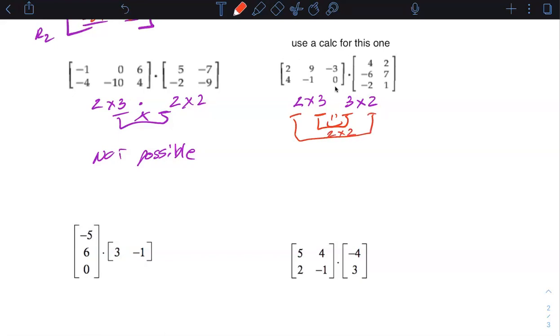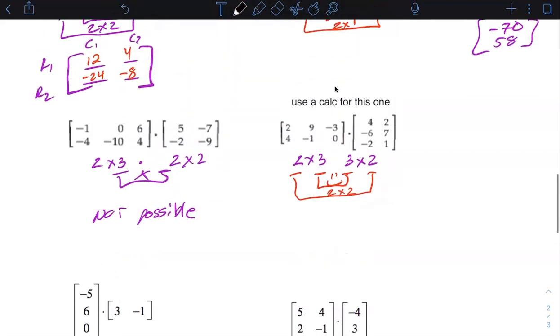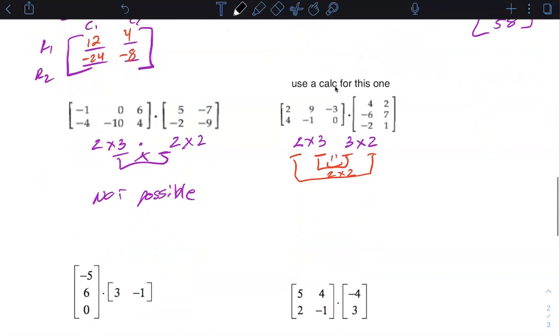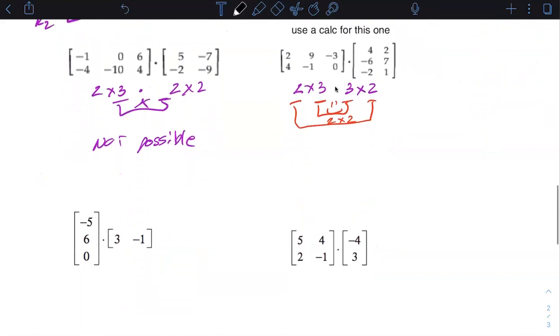All right. So now let me actually set it up. I'm going to do the way I did it up here, method 2 way, I guess you could say. And that would be, let me rewrite this: 2, 9, negative 3, 4, negative 1, 0, and then 4, negative 6, negative 2, 2, 7, 1.